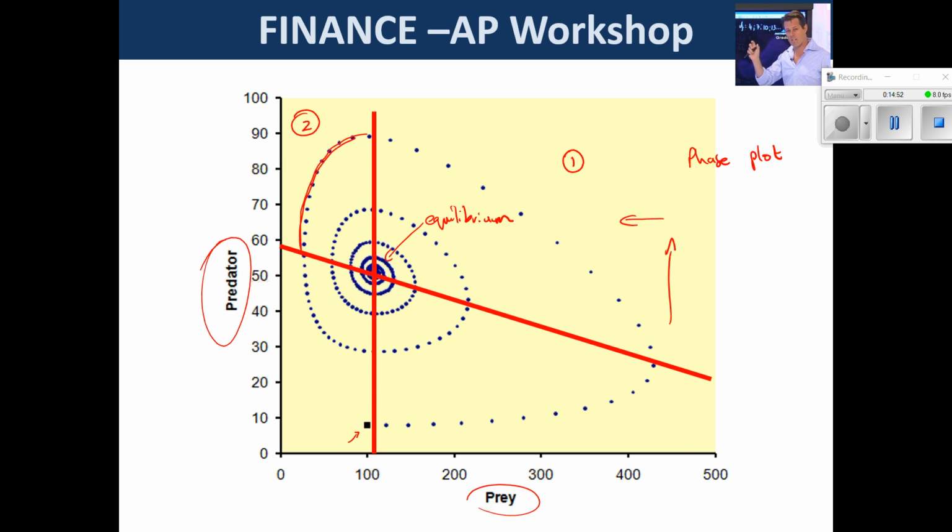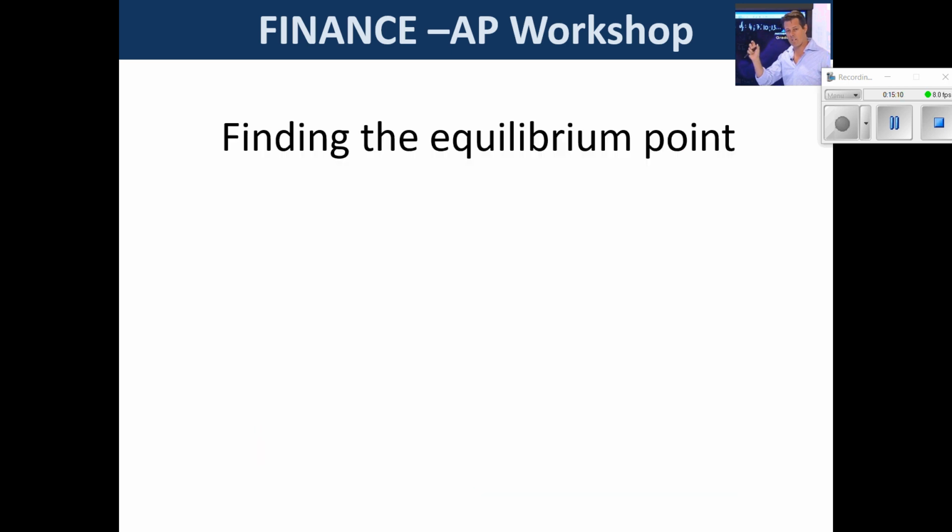So the different quadrants enable us to discuss what is happening to a specific population in one region, and also seeing if it converges to a particular point tells us if we get equilibrium or not. Obviously, if it's diverging, there's no equilibrium value, and this is known as a phase plot.